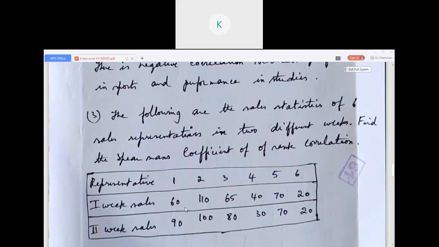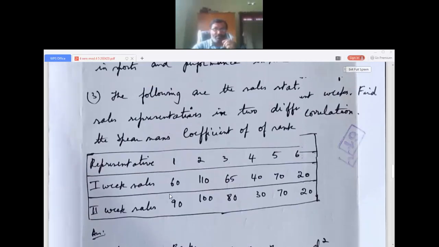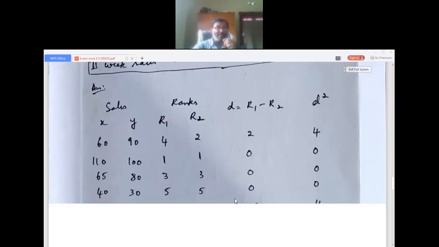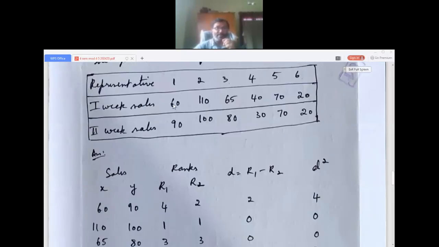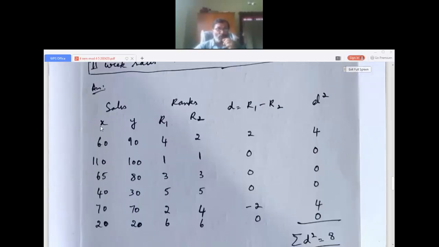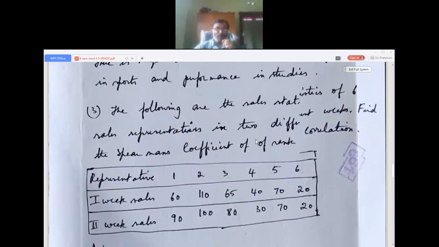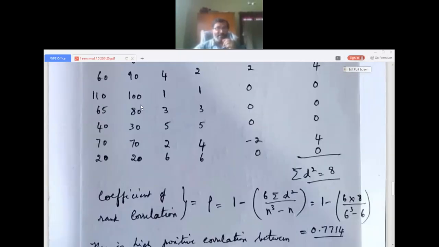This is not the rank. So the rank is not given here. 6 representatives are there, so we have to find the Spearman's coefficient of rank correlation. Okay. So first we write the sales. That is, we prepare the first week sales. I'll take X. The variable X I'll denote for first week sales. Variable Y I will denote for second week sales. So X is 60, 110, 65, 40, 70, 20 as given here. Second one, Y, is 90, 100, 80, 30, 70, 20.